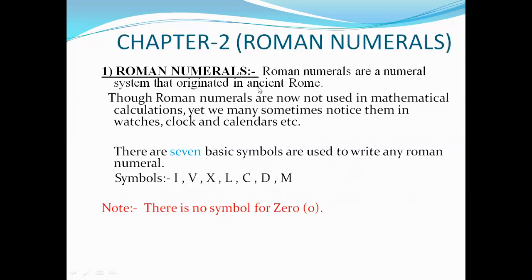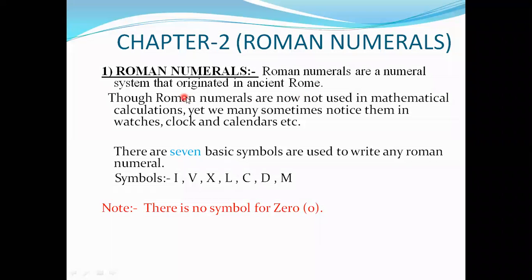But how can we form the Roman numerals? In this chapter 2, Roman numerals are a numeral system that originated in ancient Rome. Roman numerals are not used in mathematical calculations, yet we sometimes notice them in watches, clocks, calendars, etc.